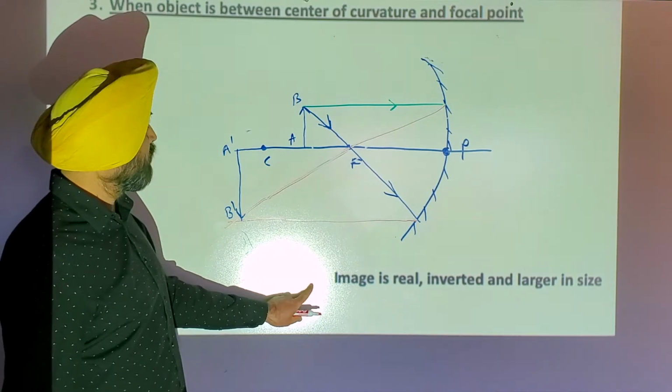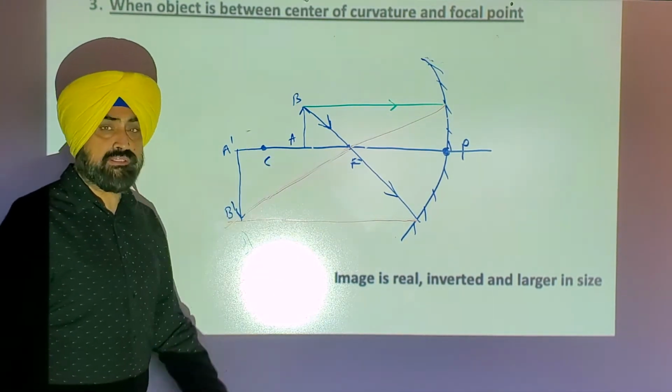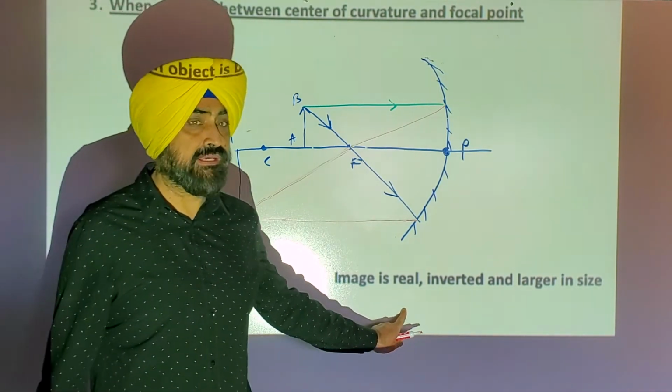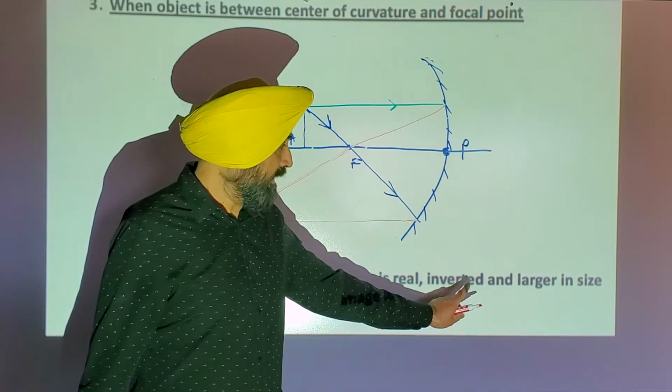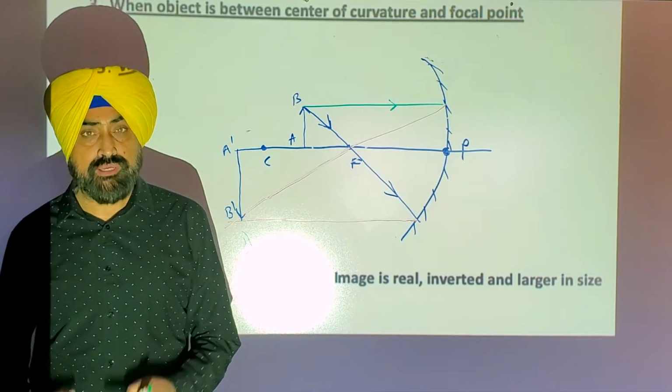So the image formed by the object, if it is placed between the center of curvature and the focal point, is real, inverted and larger in size as compared to the size of the object.